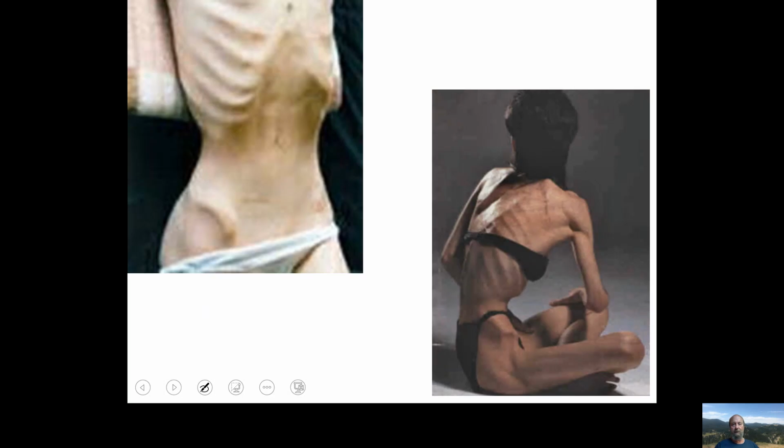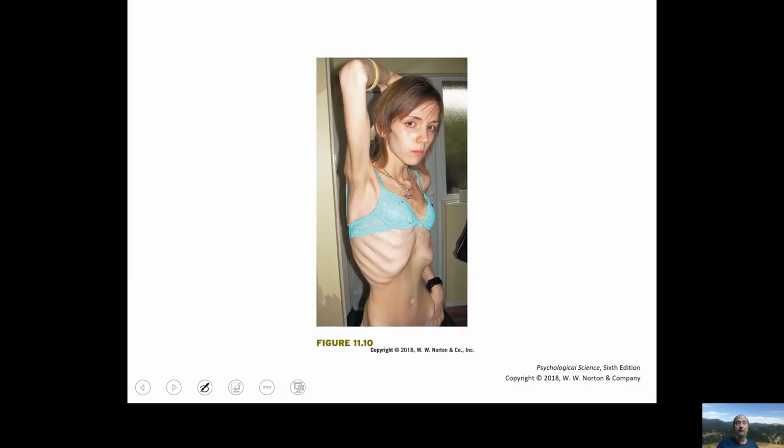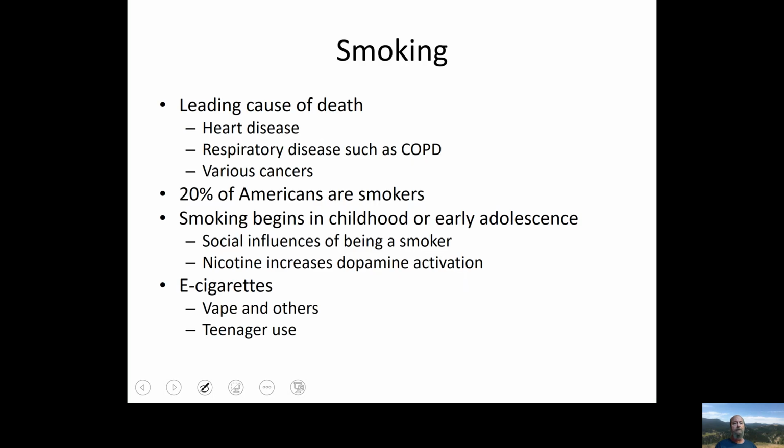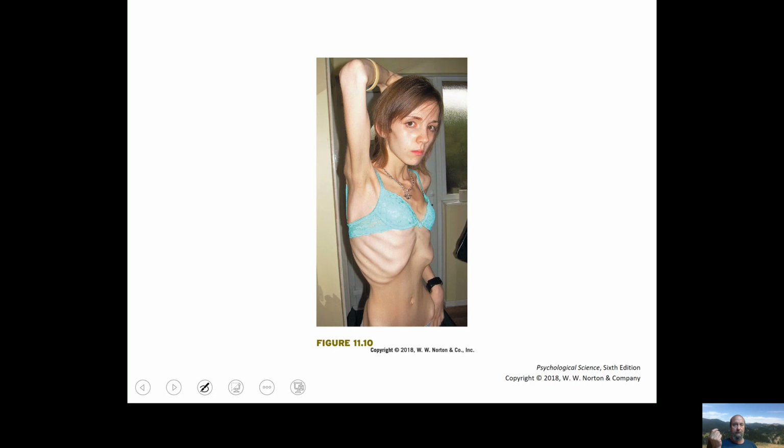Here are some pictures I kept in of people with anorexia nervosa. I mean, it's a life-threatening disease. Here's your textbook picture. This is someone dying of anorexia. And people do die of it. It's really pretty sad. You sometimes have to go into inpatient units, and sometimes people have to have tube feedings. So it's quite severe.